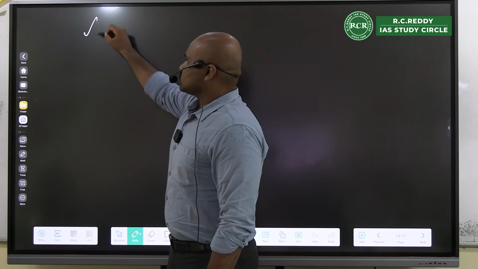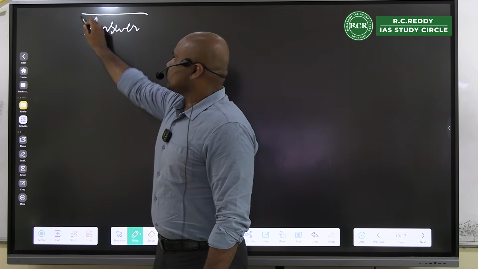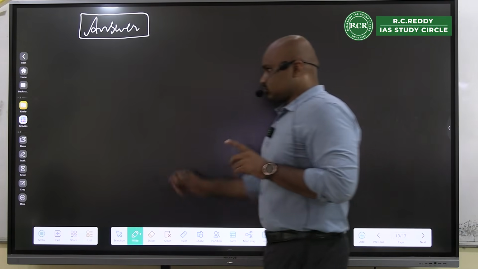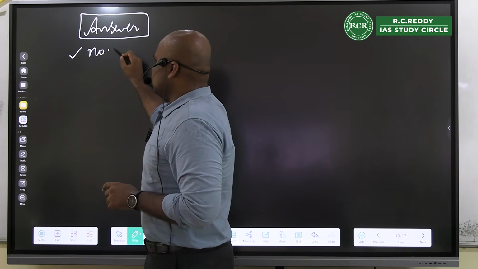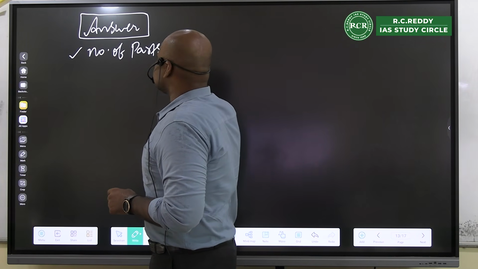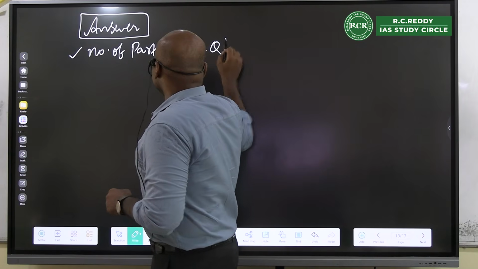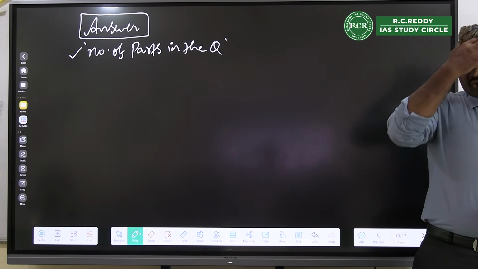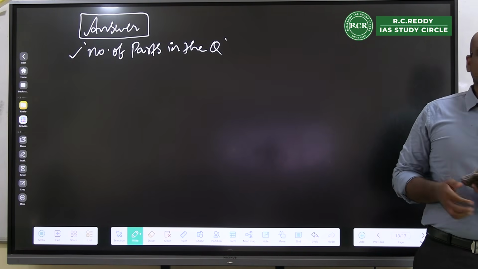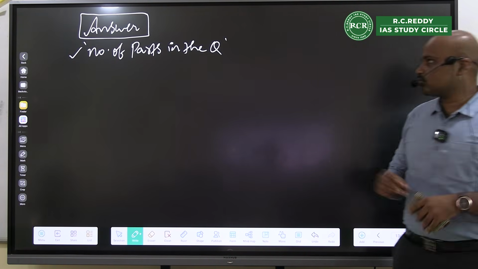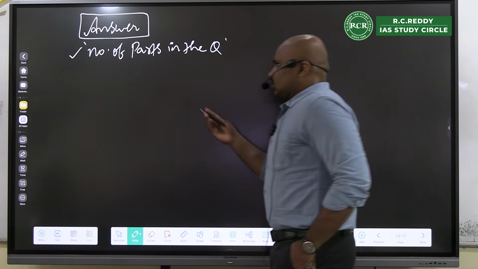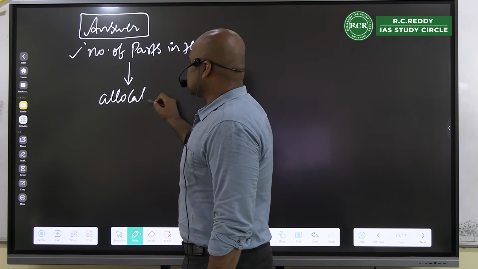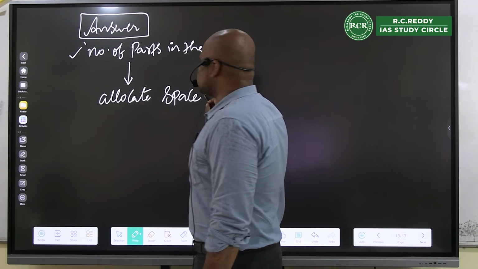Whenever we are writing an answer, there are certain important aspects that have to be kept in mind at any cost. First and foremost is to identify the number of parts in the question. Many people would neglect this part, but please remember, if I have to maximize my score when I am writing an answer, this is the first and foremost thing that all of us will have to do. Identify the number of parts in the question first. Now, depending upon the number of parts, allocate the respective space to each part.